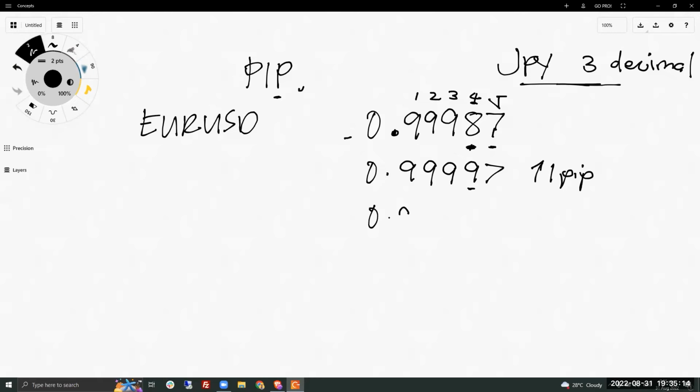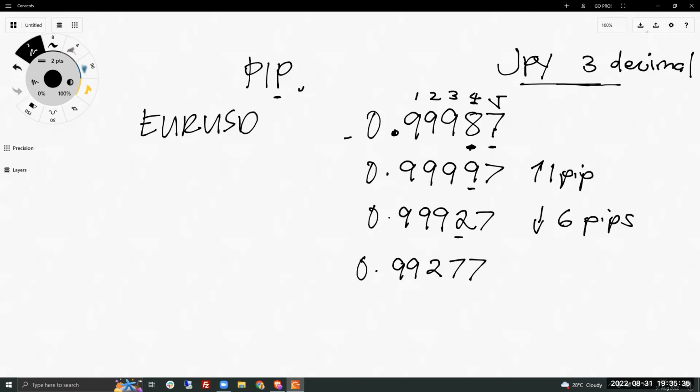What if the price goes down? Again, 9927. So that is actually price going down by 6 pips. If it moved from 9927.7, so what would the value be? So from this point up until this point, since that's 98, you would have 71 pips. So going by 71 pips.